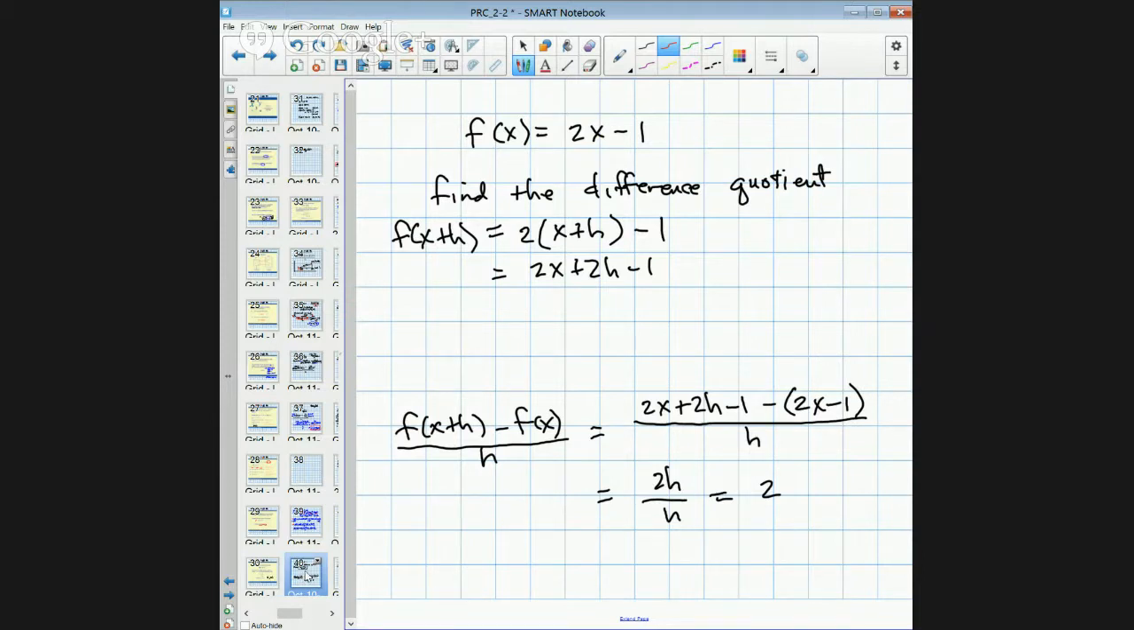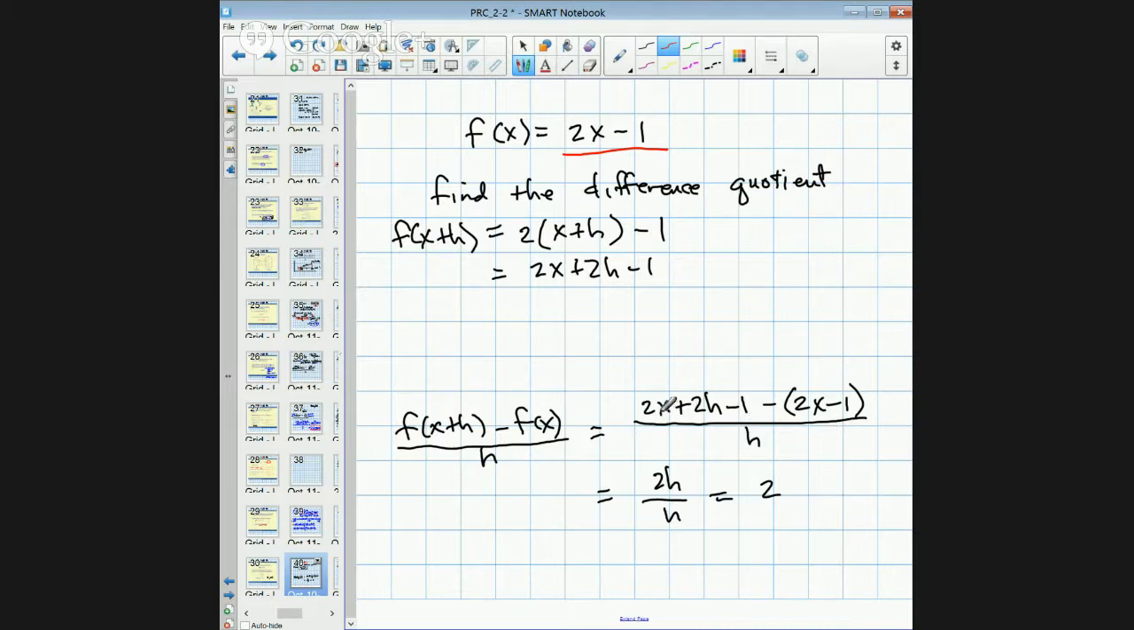Okay, let's take a look at a nice easy one. All right, maybe I shouldn't have given you all those tough ones first. Here's a nice easy one. Let's just take a simple function like 2x minus 1. Find the difference quotient. So the first thing you've got to do is find f of x plus h. So take x, replace it with x plus h. Well, that wasn't very hard, right?